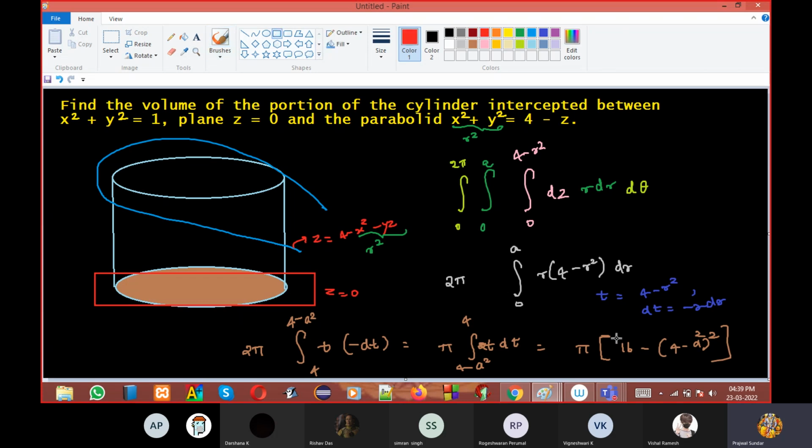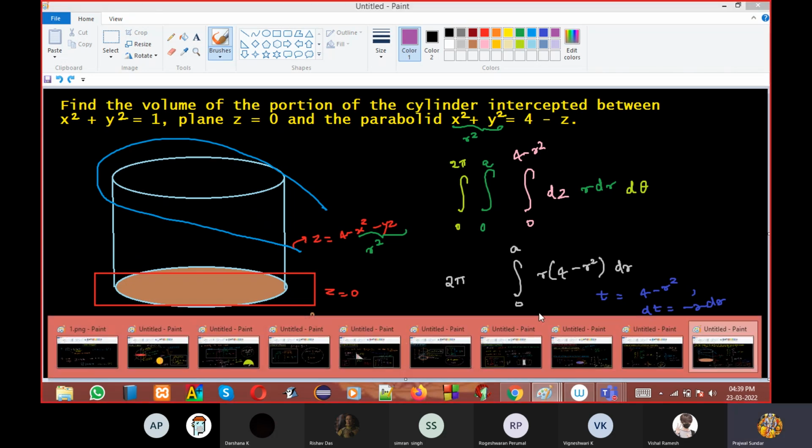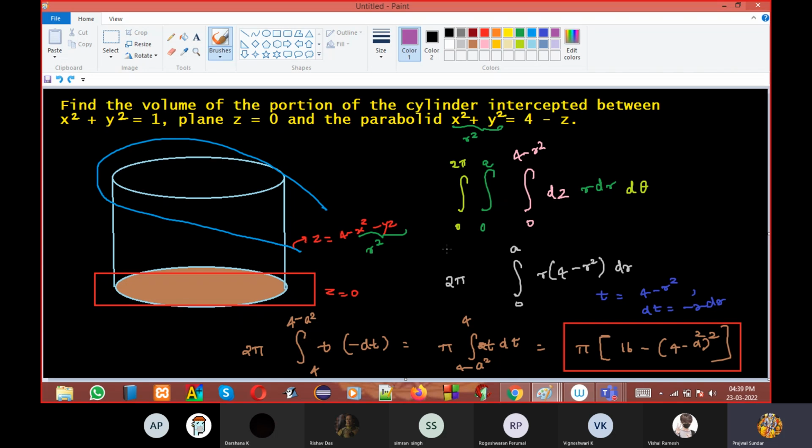I don't know whether I did it correctly or not, but the concept I definitely did correctly. See, the height function, they are giving some nonsense curve and they are scaring you. That's it. This is all about cylindrical coordinates. Cylindrical coordinates done.